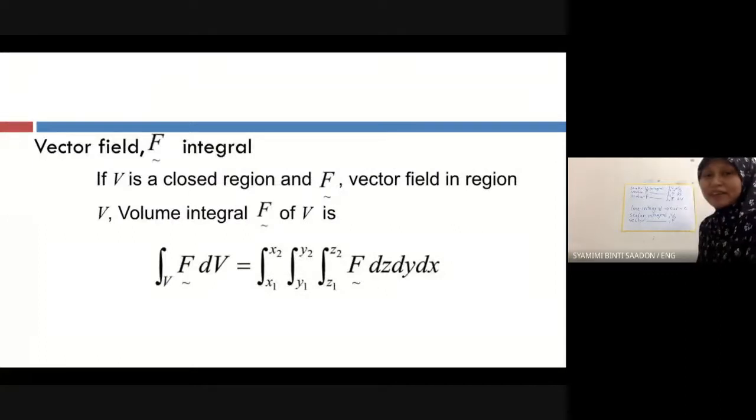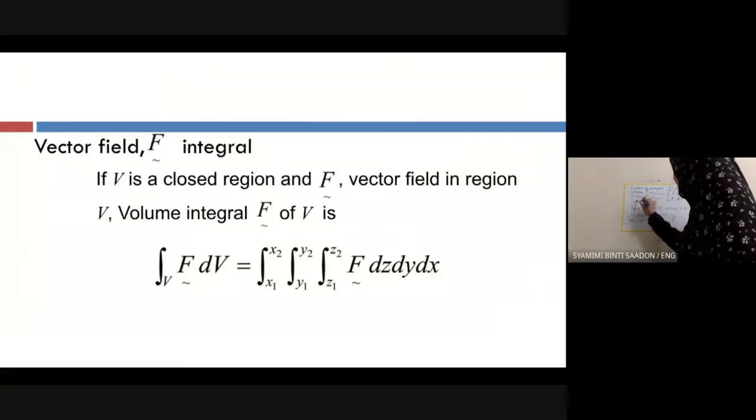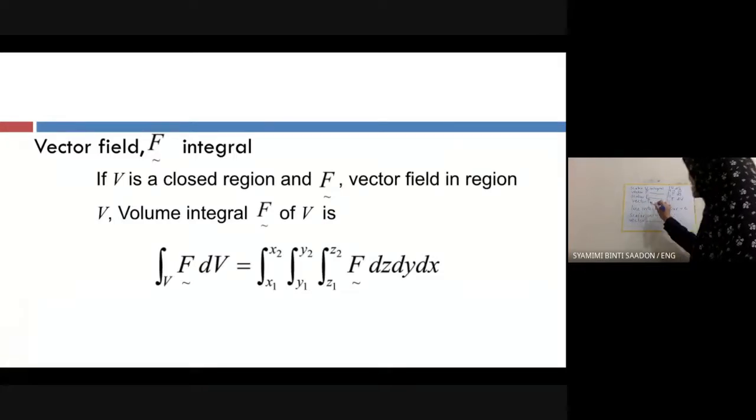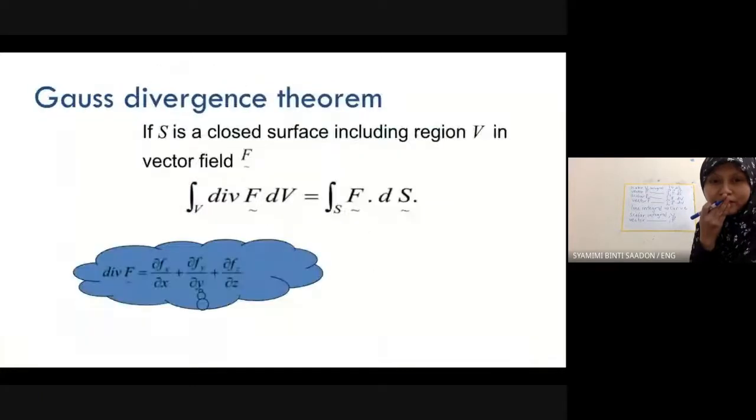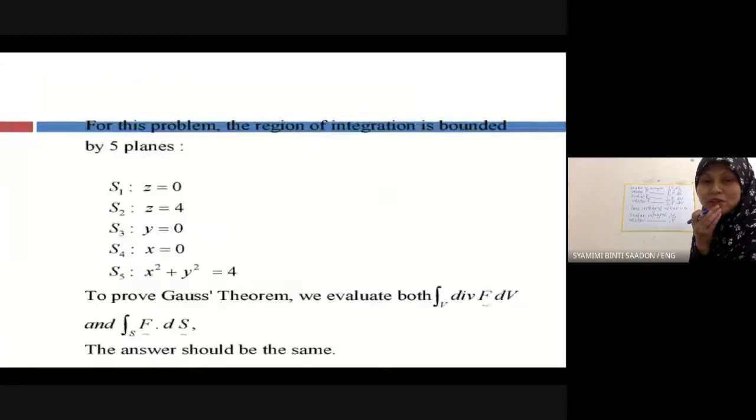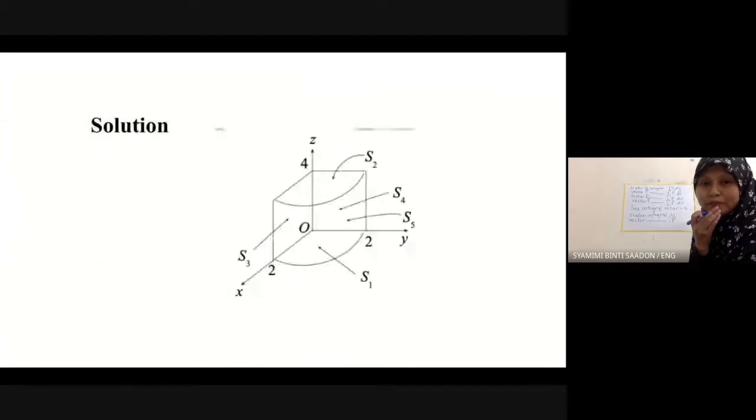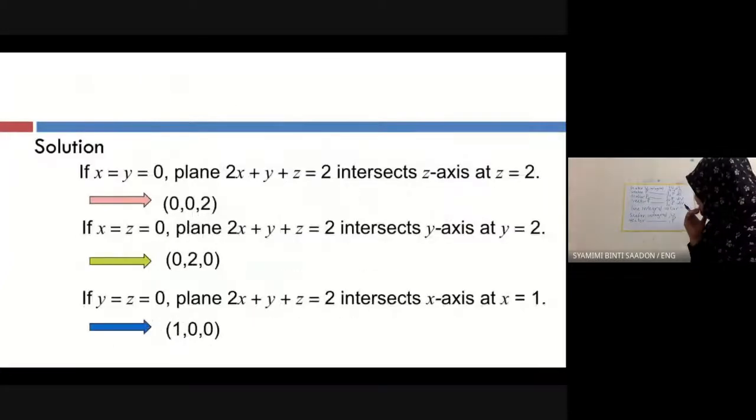And then the vector field integral. This time it is a vector. Vector F integral, so vector F over dV. And then the theorems: Gauss theorem and its application, and Stokes theorem. So I think that's it.